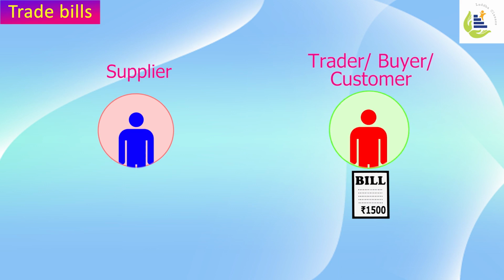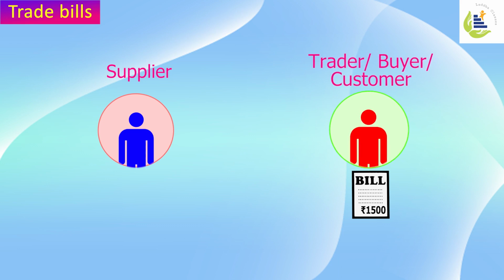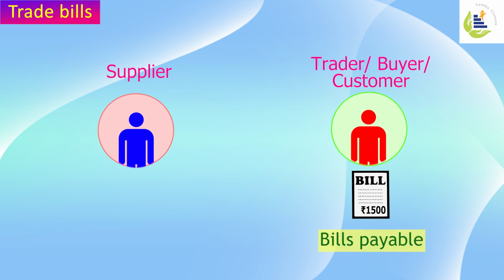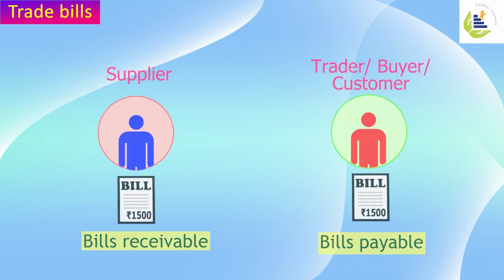So the trader accepts this bill in the assurance that in the near future, on the specified date, he'll repay the amount for the goods he has purchased today. This bill for a buyer or trader is called bills payable because he has to pay the money back to the producer. And for the producer, this bill is called bills receivable because he is going to receive money in the near future against the bill raised.